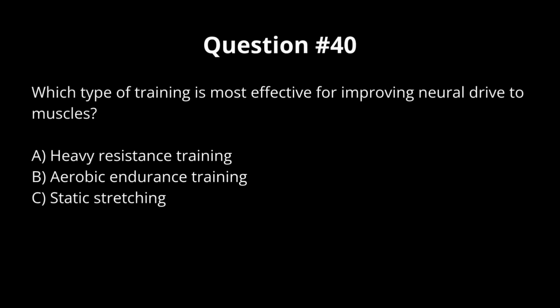Question number 40. Which type of training is most effective for improving neural drive to muscles? A. Heavy resistance training. B. Aerobic endurance training. C. Static stretching. The correct answer is A. A heavy resistance program enhances neural activation through increased motor unit recruitment and firing rate.